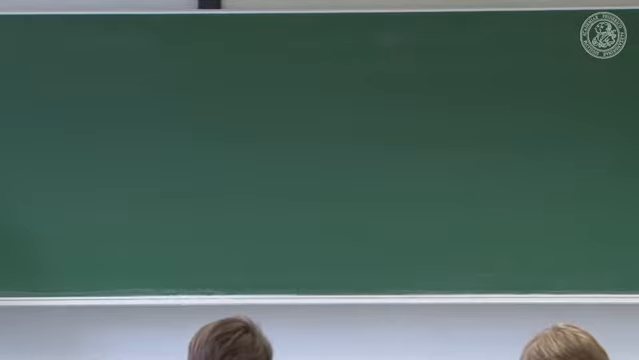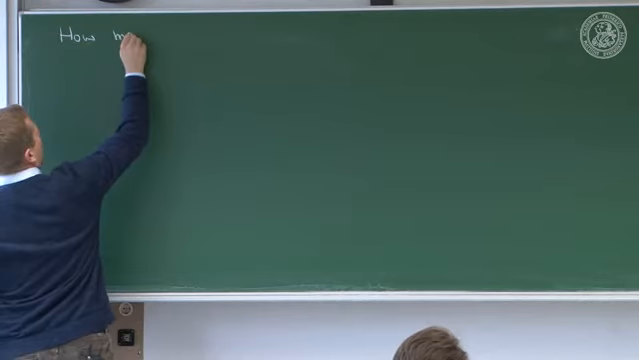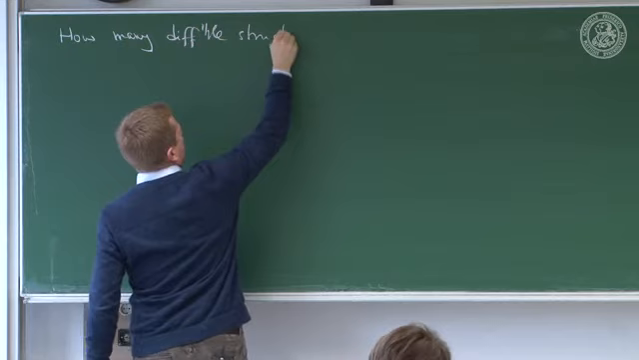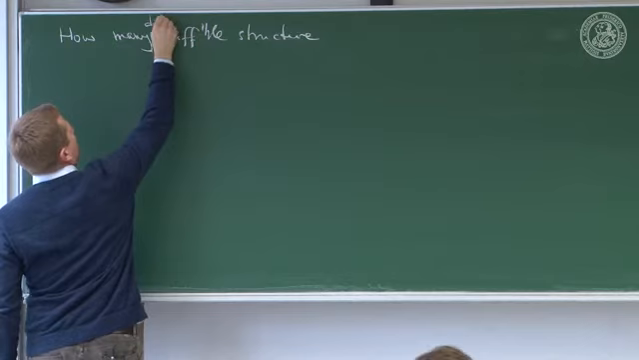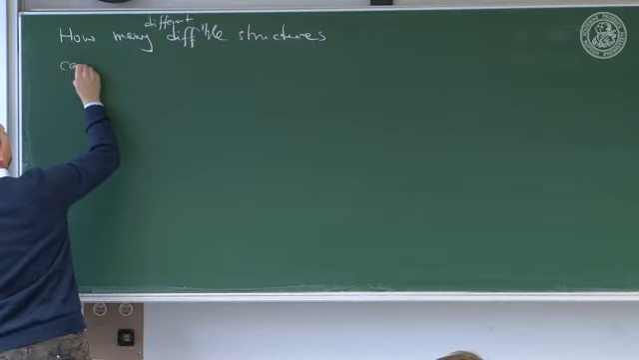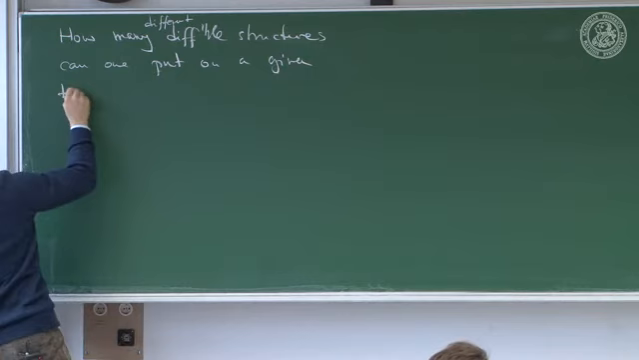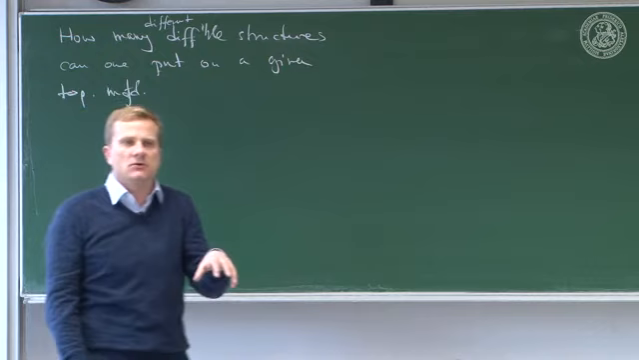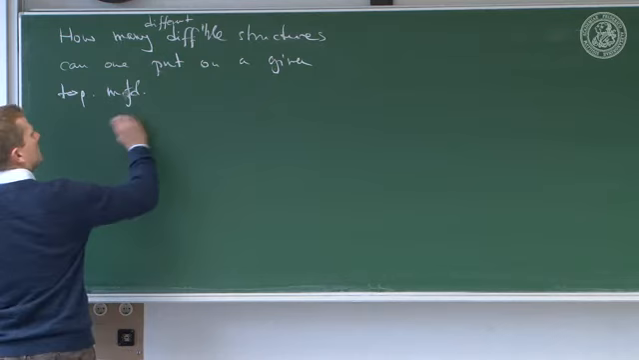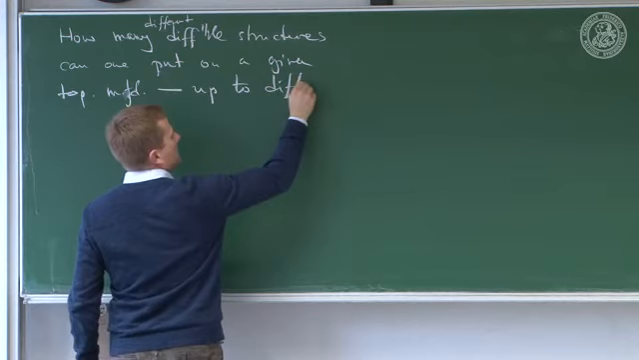So we can now ask the question: how many different differentiable structures can one put on a given topological manifold? So the idea is I hand you a topological manifold and you have to decide which differentiable structure I put on it. And the whole thing is up to diffeomorphism.